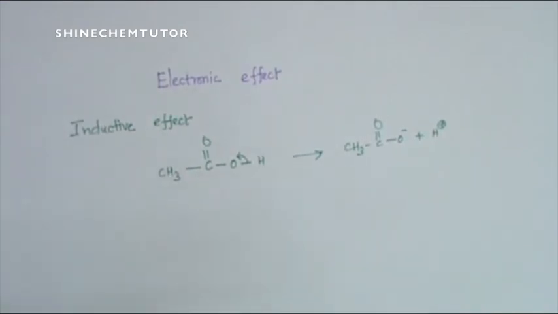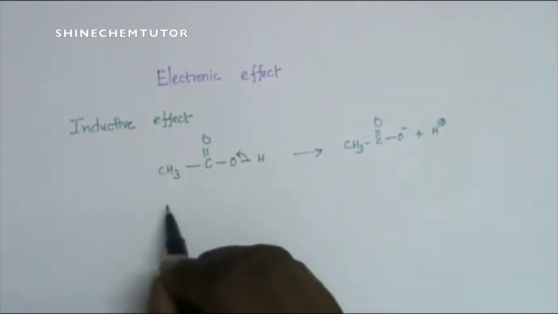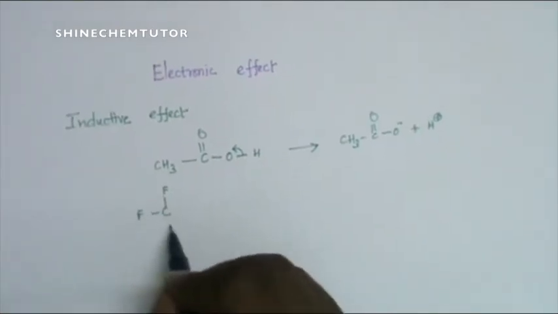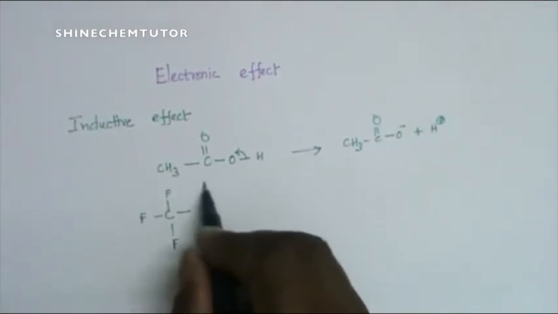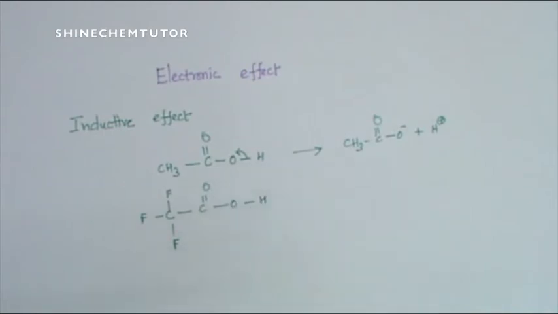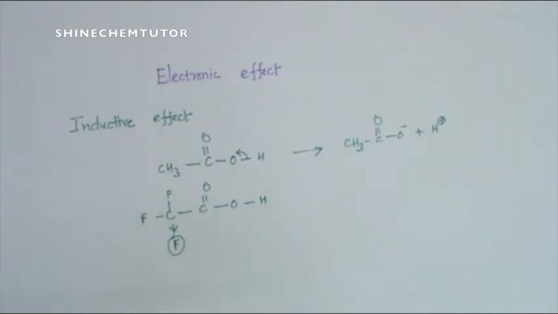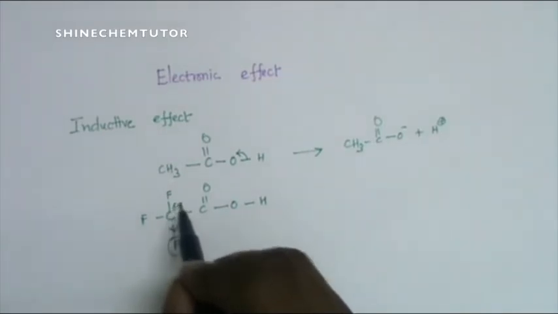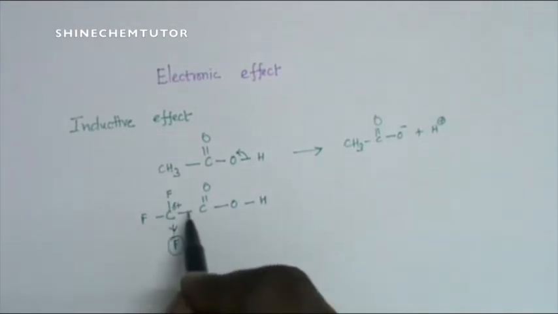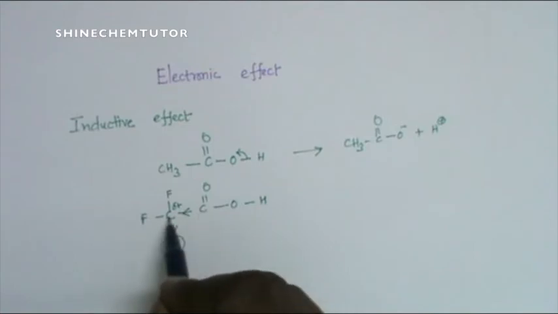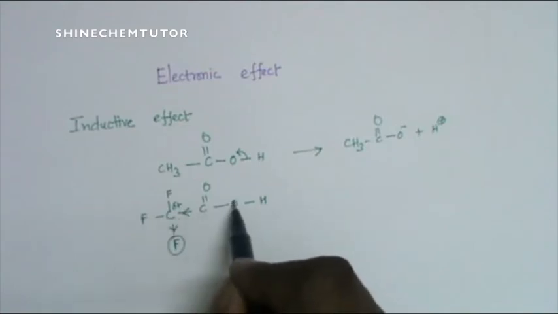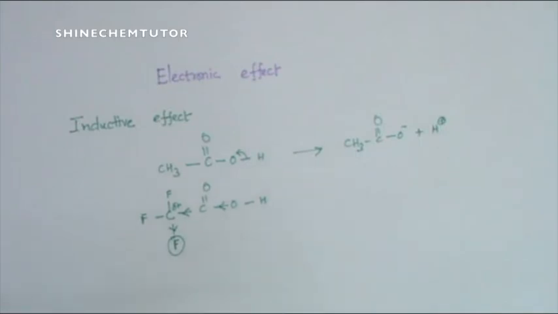Here I have CH3. Suppose if I go for CF3, since fluorine is more electronegative compared to hydrogen or carbon, the electron from carbon will be pulled towards the fluorine atom. Because of that, I will get some delta plus here. So the electron from this carbon will go towards this. Similarly, from oxygen it will go towards this.